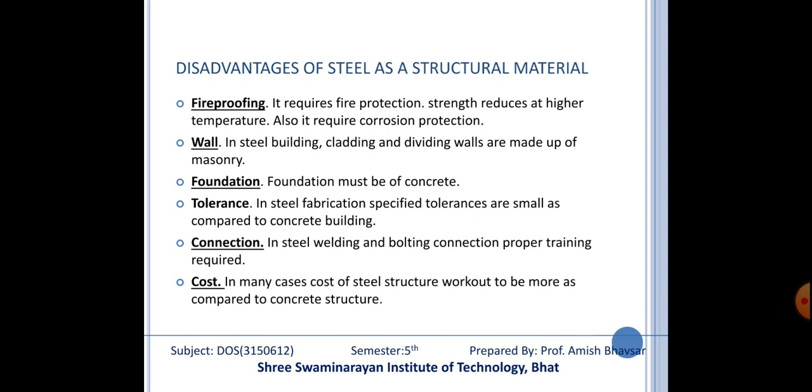Wall. In steel building, there is cladding, and dividing walls are made of masonry. Sometimes we can use cement sheet as well as GI sheet, galvanized iron sheet, as cladding. But in a steel structure, interior wall panels must be made of masonry.